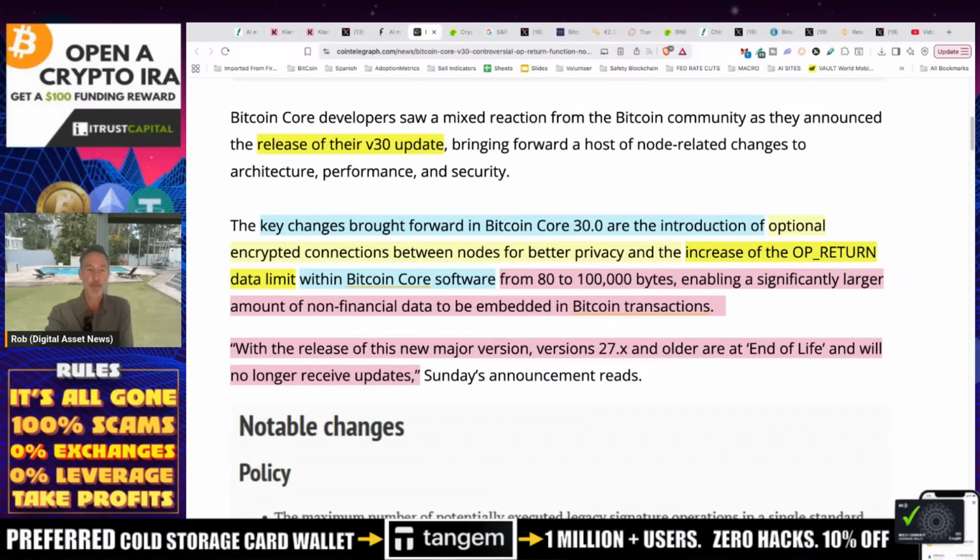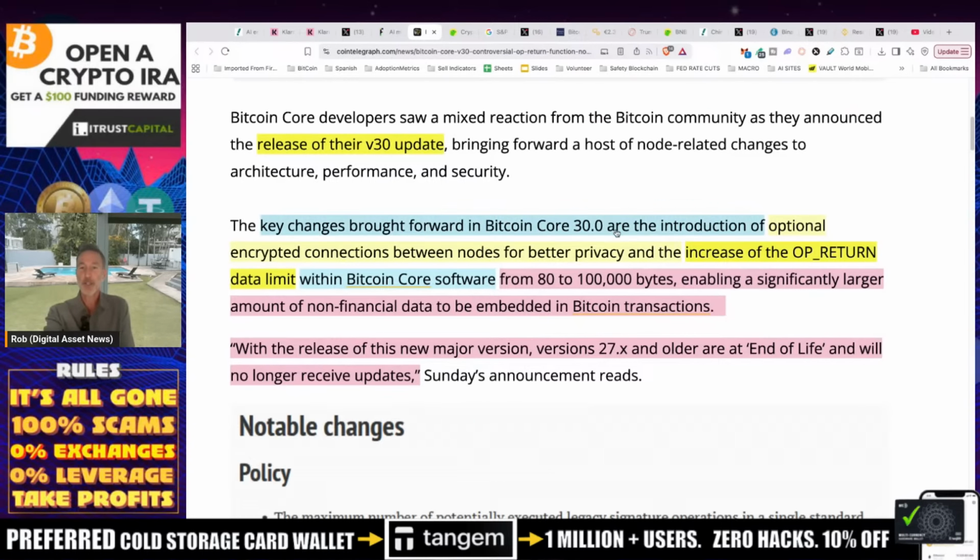So here's what's going on. The key changes brought forward in Bitcoin Core 30 are the introduction of optional encrypted connections between nodes for better privacy. Everybody likes that. That is fantastic. We'd like to see a little bit more privacy, especially when everything is open, but these are what we have actually bought into: an open and free decentralized ledger.